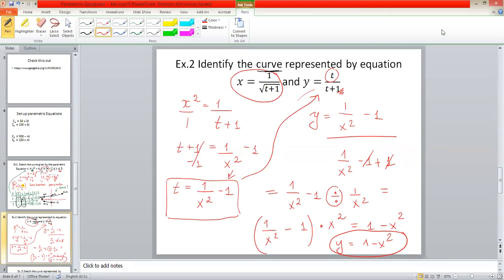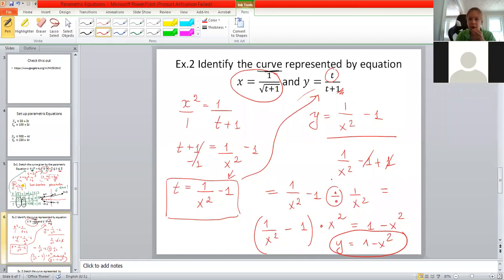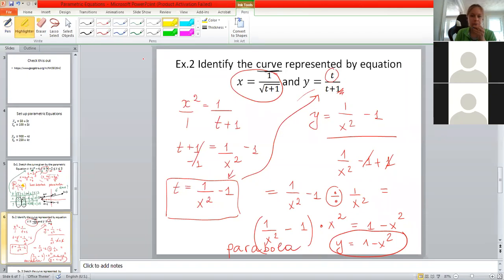Anyone? The curve is very familiar to you. I'm sure you all know, you're just very, very shy, because it's a parabola. That's our standard parabola, y equals 1 minus x squared, which is a vertical parabola that opens downwards because of the negative in front of x squared. I'm sure you all know this.